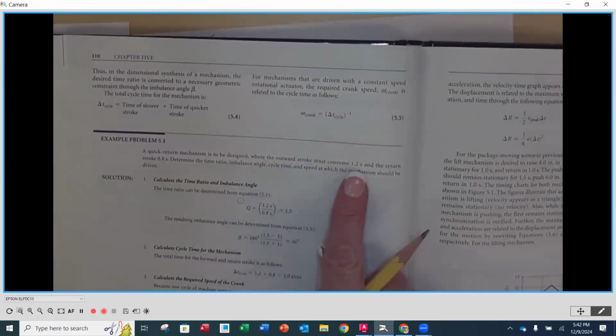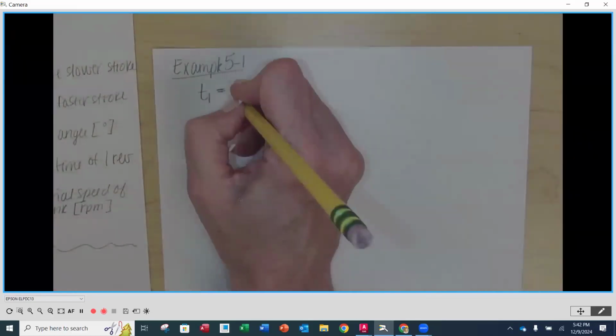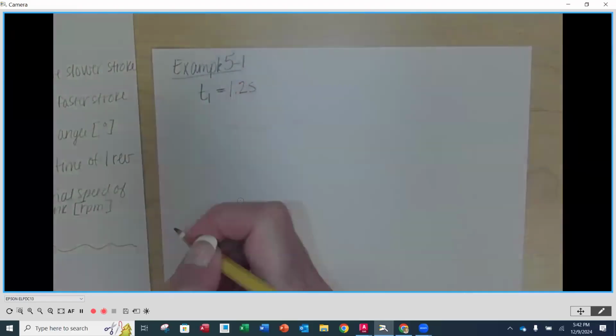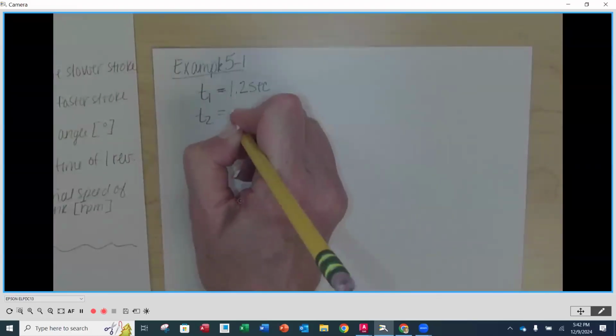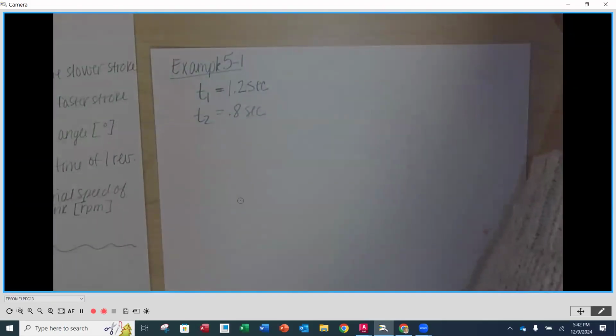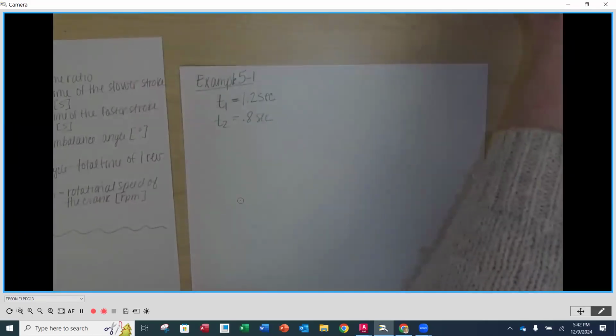So it says that the outward stroke is going to consume 1.2 seconds and then the return stroke is going to be 0.8. So the larger of those two is going to be our T1. So our T1 is going to be 1.2 seconds, and our T2 is going to be 0.8 seconds. That's all we're given in this problem.